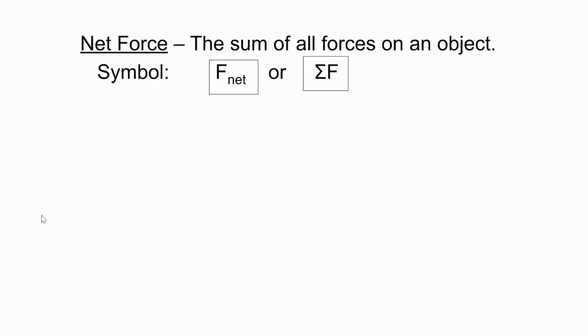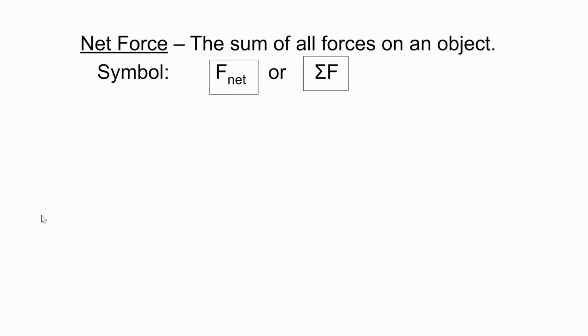Now, that was kind of an easy problem, right? We just had one force causing an acceleration on a certain mass. Sometimes we don't just have one force. So when I gave you that big equation and I said that F stands for the net force, net means the sum of all forces on an object. The symbol for this, you'll see sometimes F sub net or the sigma F.